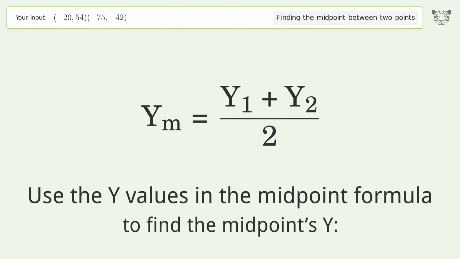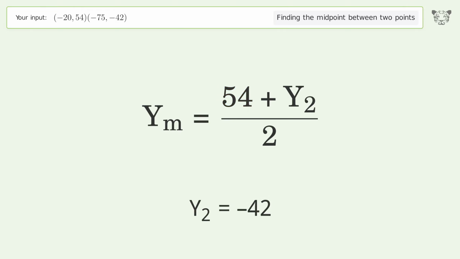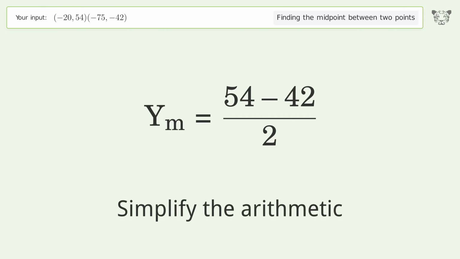Use the y values in the midpoint formula to find the midpoint's y. y1 equals 54. y2 equals negative 42. Simplify the arithmetic.